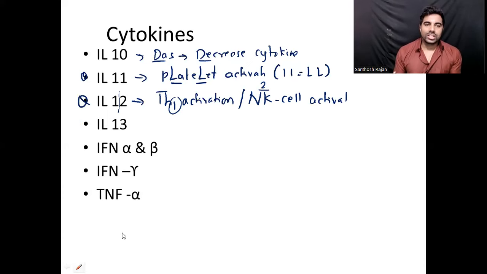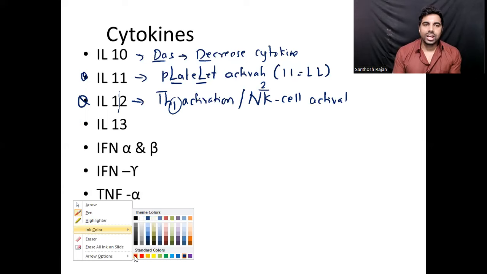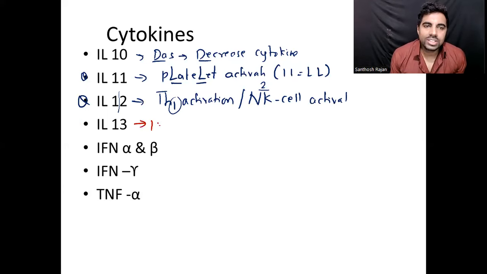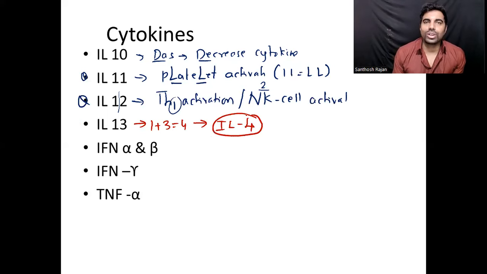Now, I'll change the color. Same color is boring. Interleukin 13, 1 plus 3 is equal to 4. So it is more like interleukin 4 activation. A friend of interleukin 4. Okay, 13 is interleukin 4 like activation. That's it. That is also simple.